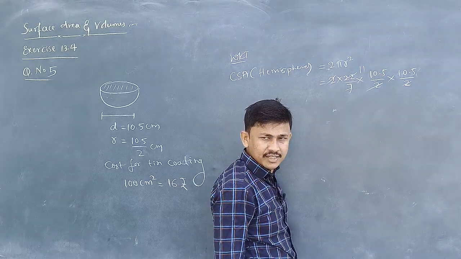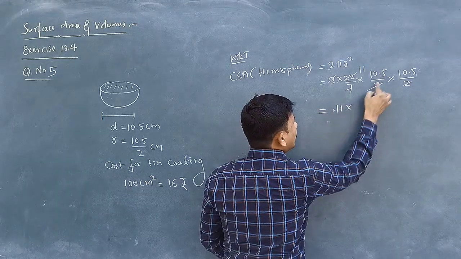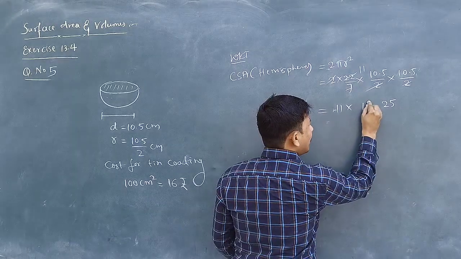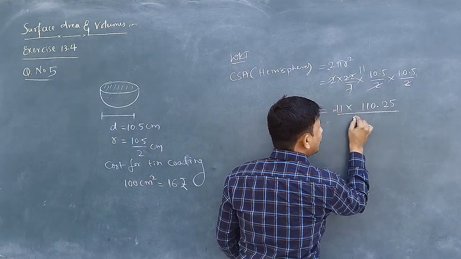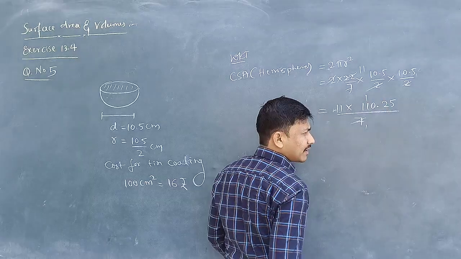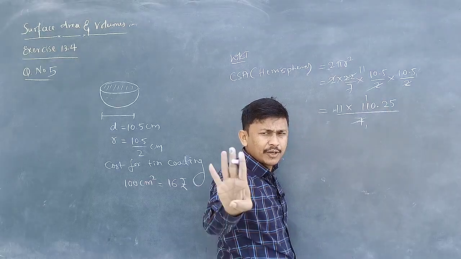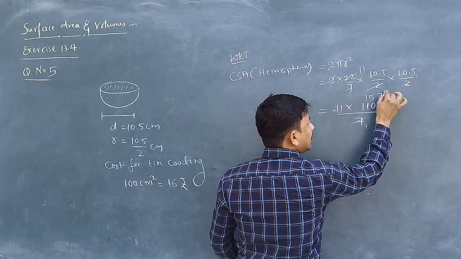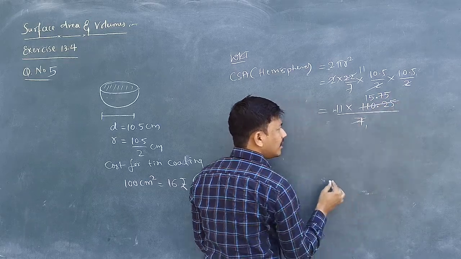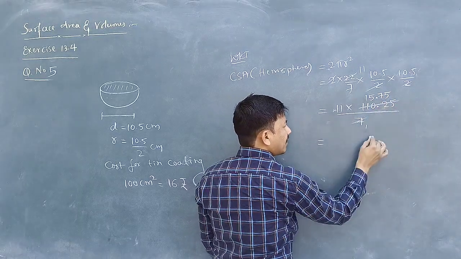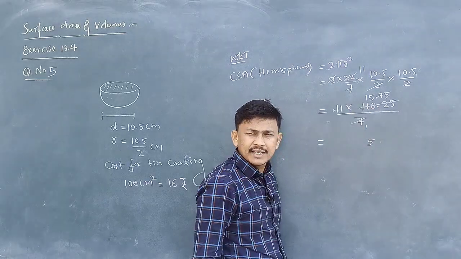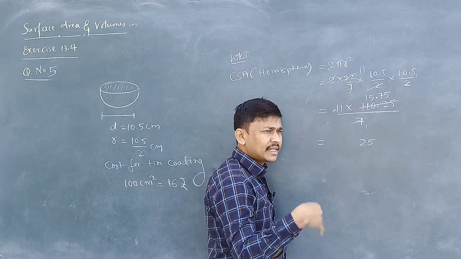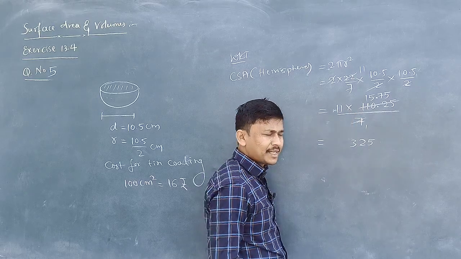This is equal to 11 into 5, 5s are 25. 10 11s are 110.25 divided by 7. 7 ones are 7. Then what? 4 remaining, 40. 7 5s are 35. 5 remaining, 52. 7 7s are 49. 3 remaining, 35. 7 5s are 35. Okay. This is equal to 11 5s are 55, carry 5. 11 7s are 77 plus 5, 82, carry 8. 11 5s are 55, plus 8, 63, carry 6. 11 1s are 11 plus 6, 17.